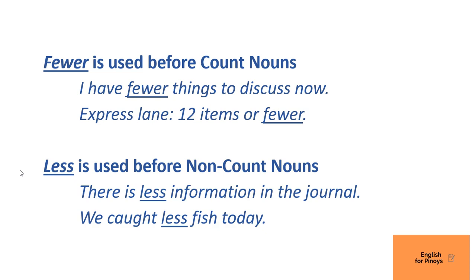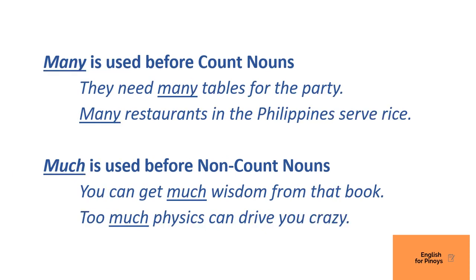By the way, fish can be both a count and a non-count noun, and we'll talk about that in just a bit. Right now, we are going to give examples for many and much. So many is used before count nouns. Examples: they need many tables for the party. The noun there, of course, is tables. It's a count noun, and therefore you use many.